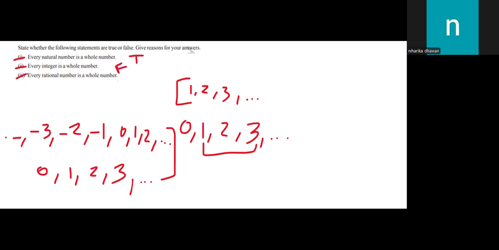Now comes the third statement. Every rational number is a whole number. Here I can take any rational number, for example 2 by 3. Clearly 2 by 3 is a rational number, but it is not a whole number, because the whole numbers are 0, 1, 2, 3, and so on. So this is false.